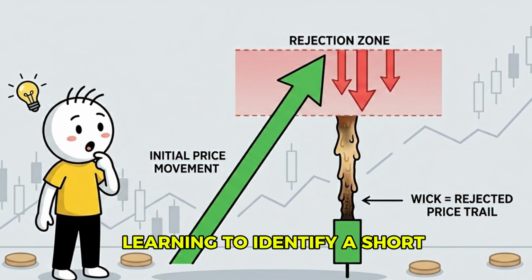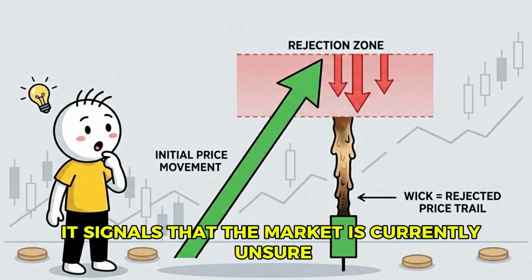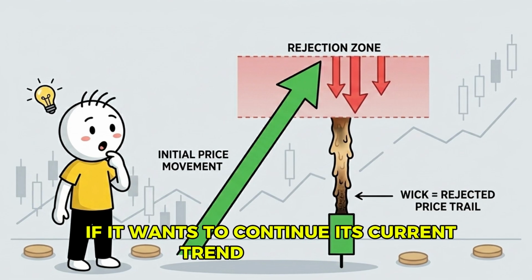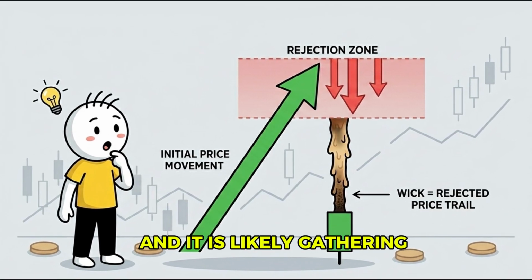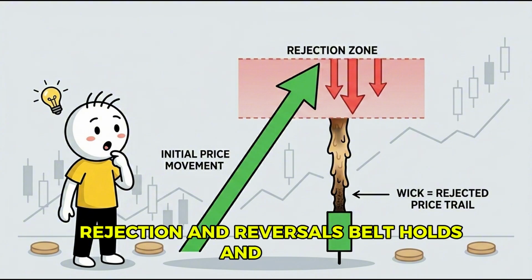Learning to identify a short day allows you to recognize market indecision. It signals that the market is currently unsure if it wants to continue its current trend or reverse, and it is likely gathering energy for its next major move. Rejection and reversals, belt holds and stars.